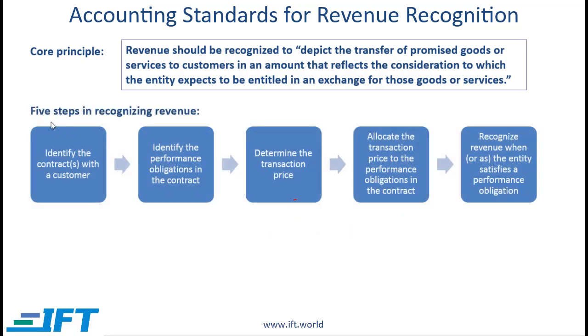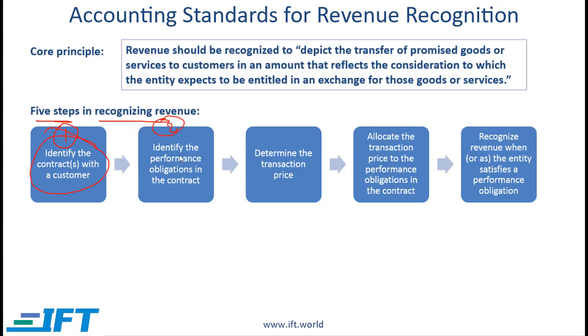So let's understand the 5 steps in revenue recognition. Step 1 is to identify the contract or contracts with a customer. A contract is an agreement and commitment with commercial substance between two parties. It establishes each party's obligations and rights, including payment terms. A contract exists only if collectibility is probable.